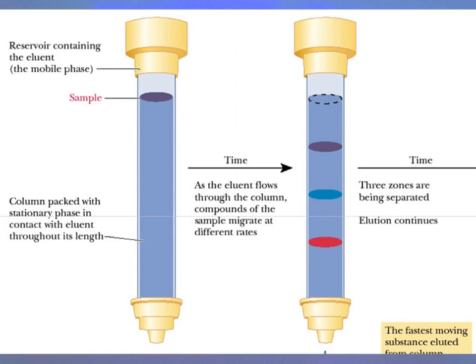So this is just a little picture which also got cut off. But you can see here, they've added their sample, which is this darker color, and then based off of whatever the physical or chemical properties are of this mobile phase, the different components of the mixture will start to separate.